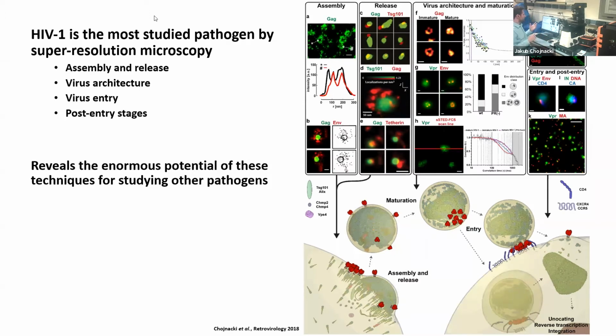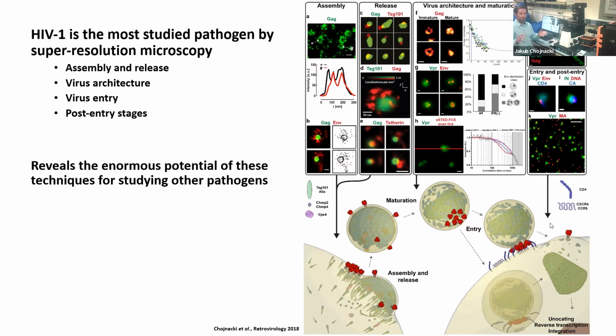So we can study things like assembly and release. We can study virus architecture, virus entry, and post-entry stages. Here you have just an example from a scientific paper showing how these techniques have already been used to study all sorts of different parts of the virus replication cycle: when viruses come out from the cells, when viruses enter into the cells. This has all been studied using super resolution microscopy.